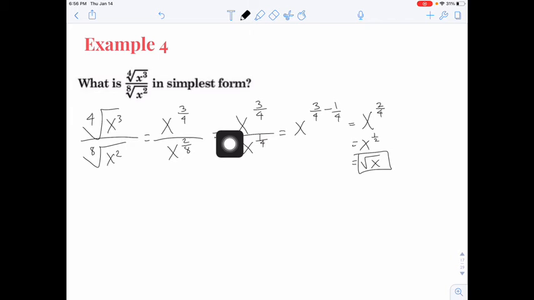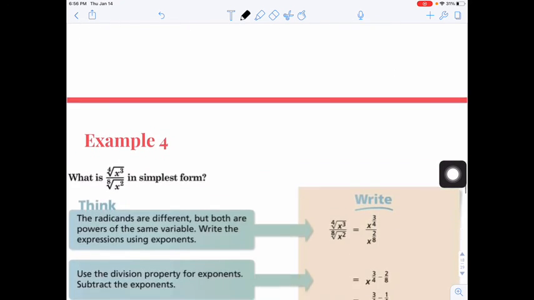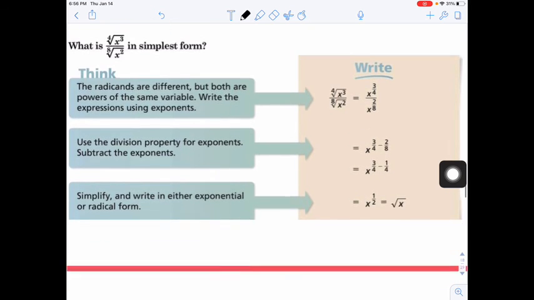So since we have a base of x in the numerator and a base of x in the denominator, we can simply subtract the exponents, which gives us x to the 3 over 4 minus 1 over 4 power. 3 over 4 minus 1 over 4 gives us 2 over 4, or 1/2. And we know that the 1/2 power is the same as saying the square root. So the simplified form of this problem is just the square root of x. The work for this problem is on the next slide.